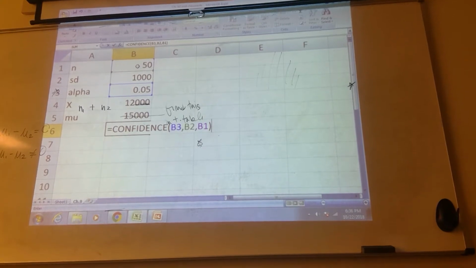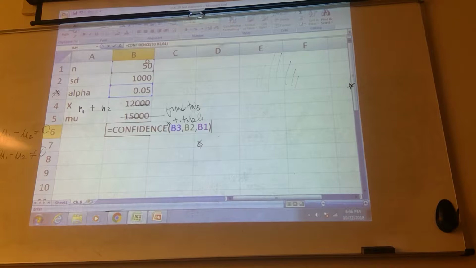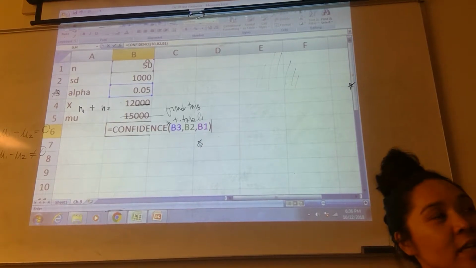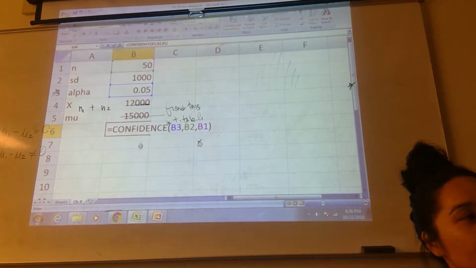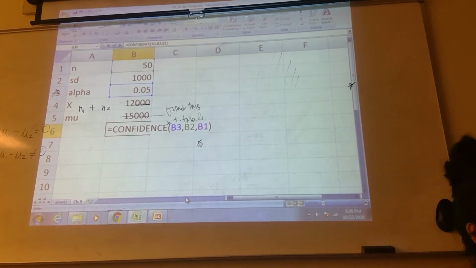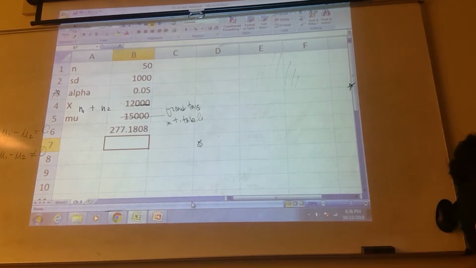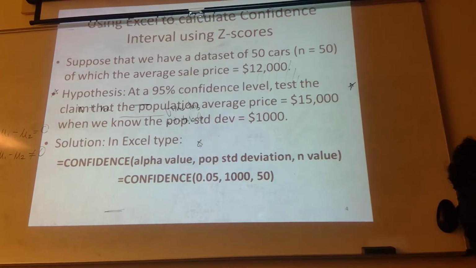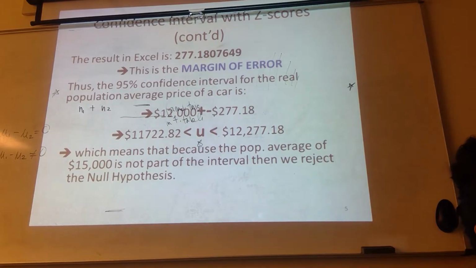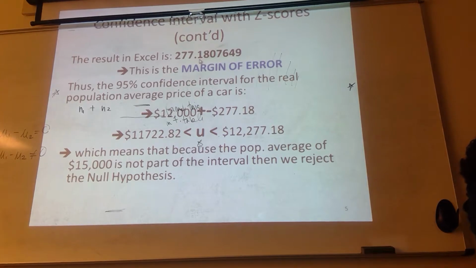Notice I'm not putting in the numbers. You can put in the numbers, but I like to list everything so that if I need to change it, it'll automatically change those values for me. Okay, let's see if it came out the same. The value that you should have gotten was 277.